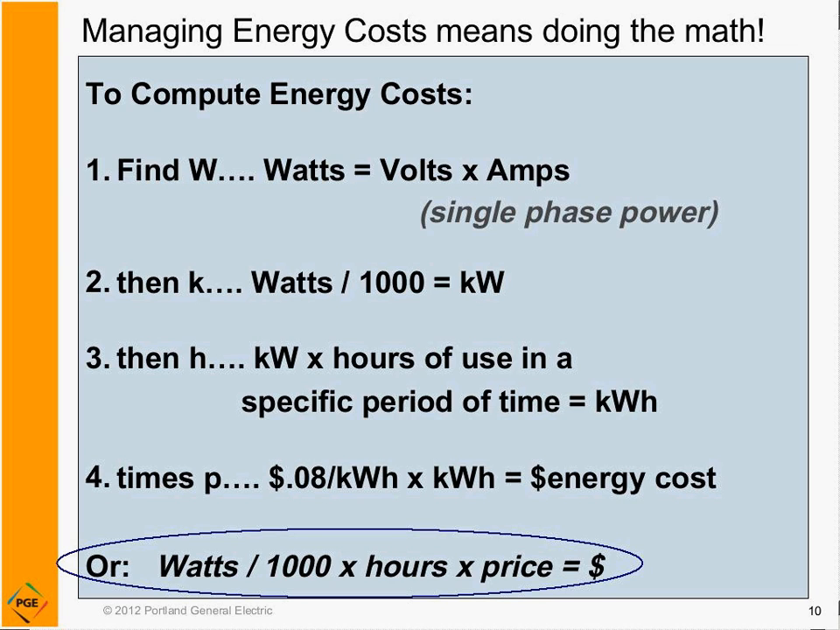Others have to break it down into steps. Step one, find the W, either volts times amps, or the most common way is to find the label. Secondly, get to kilowatts. In other words, divide by 1,000 to get to kW. Then figure out how many hours of use this equipment gets. And then finally, times the price. So you can either take these stepwise, step 1, 2, 3, 4, or you can use the algebra approach. But this is a little cheat sheet you can pin up to remind yourself of the formulas I need.